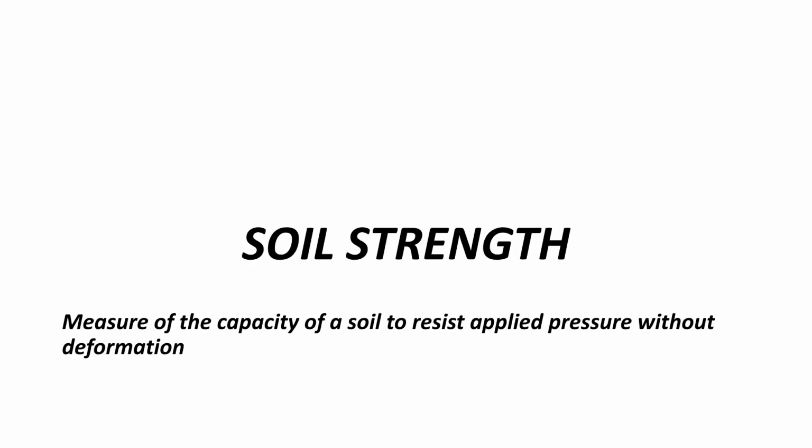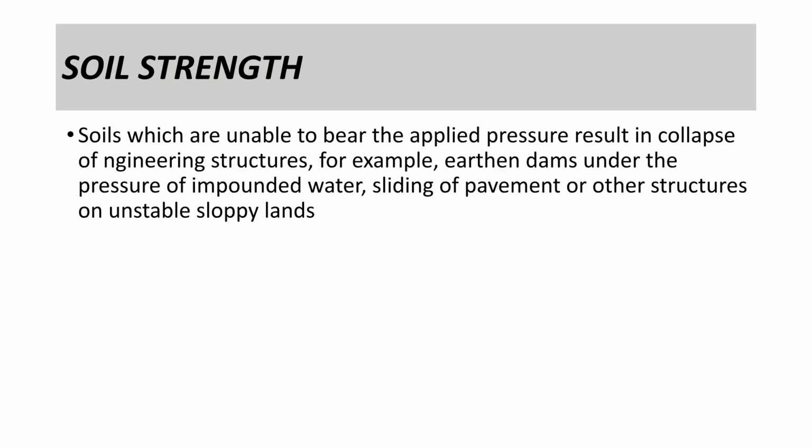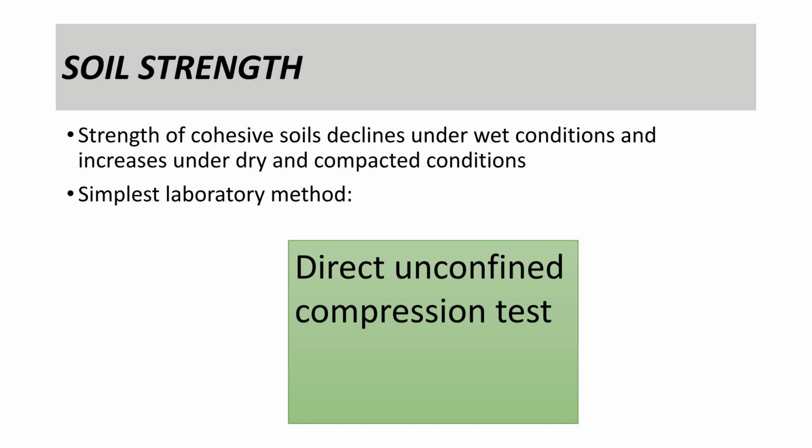Soil strength is the measure of a soil's capacity to resist applied pressure without deformation. Soils with insufficient strength can lead to the collapse of engineering structures, such as earthen dams or pavement sliding on unstable land. The strength of cohesive soils decreases under wet conditions and increases when the soil is dry and compacted. The direct unconfined compression test is a simple laboratory method for measuring strength.